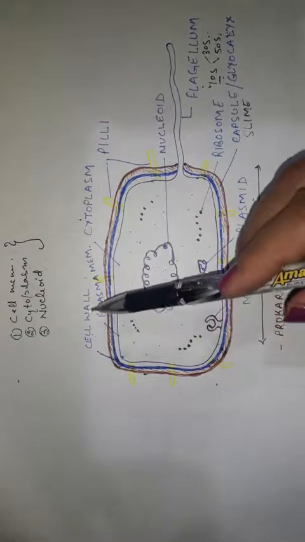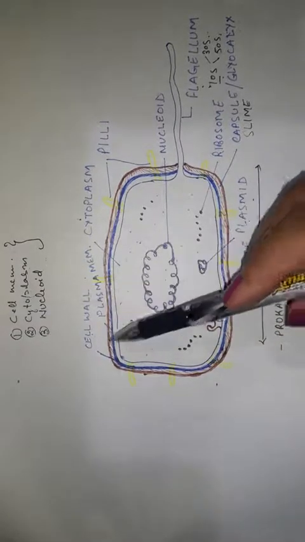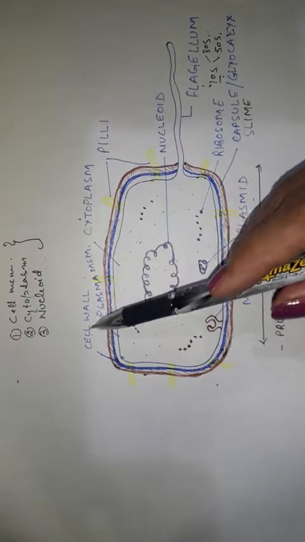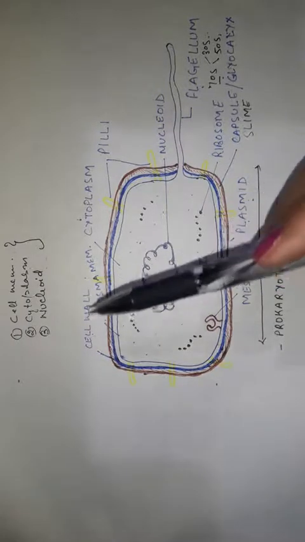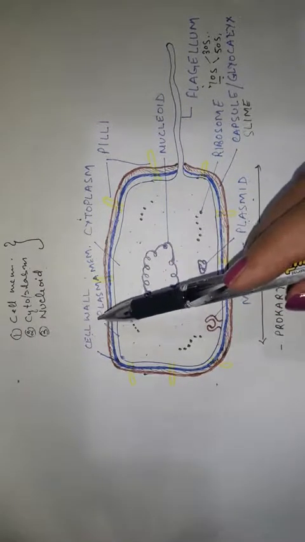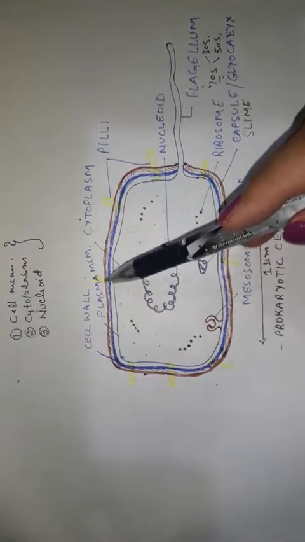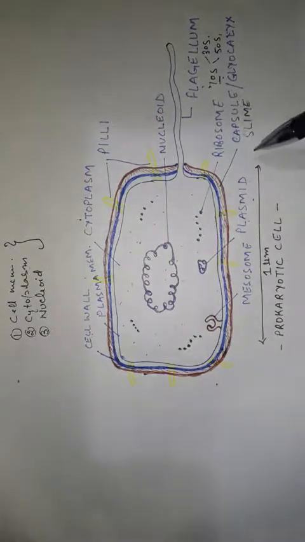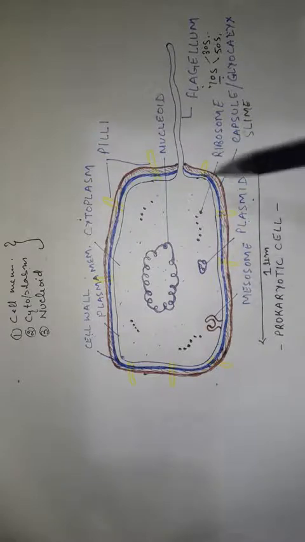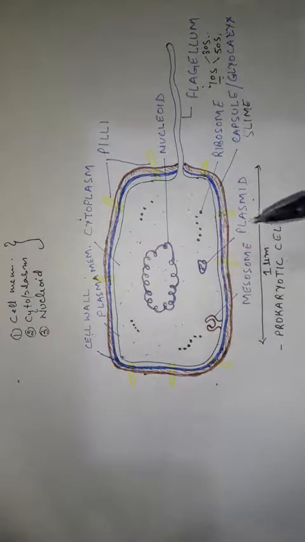The outermost layer is termed as the cell wall, which is followed by the cell membrane. Cell wall is also present in the plant cell, but this cell wall is different from the plant cell in the chemical composition. Other than cell wall and plasma membrane, there is an additional layer which is termed as capsule or glycocalyx or slime. Sometimes it may or may not be present in the bacterial cell, but if it is present, then it provides the protection to the bacterial cell from the unfavorable conditions.